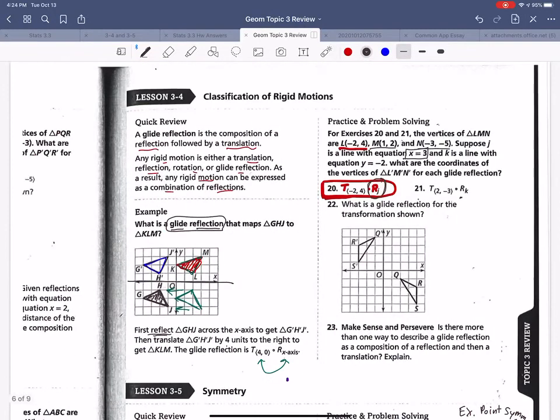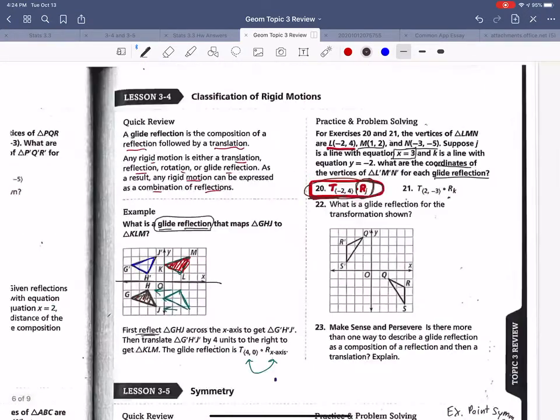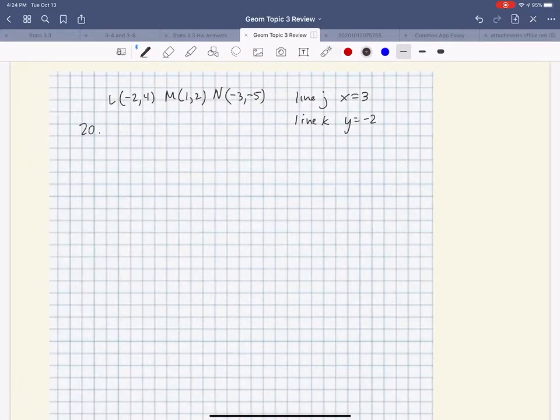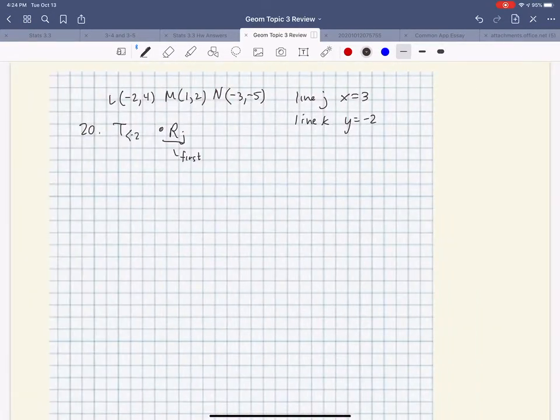All right. So the first thing they've asked me to do is to find the coordinates from the glide reflection. And these are my orders for question 20. I first want to reflect over J, so it's kind of in reverse order. I'm going to do this first. And then I'm going to translate (-2, 4), so 2 to the left, 4 up. Okay, so let's go ahead and graph this.